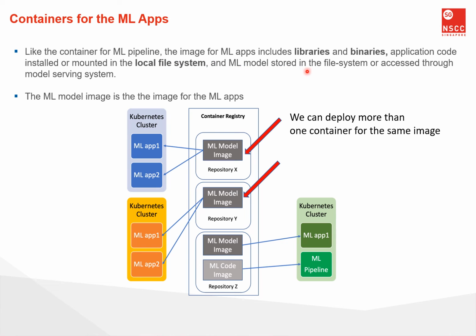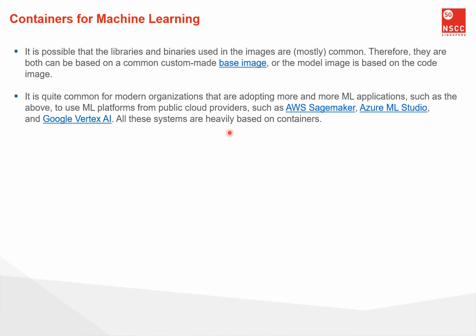So the machine learning model can be stored in the file system or accessed through the model serving system. It could be contained within the image for the container, or it could be in a separate model serving system and be pulled down from the model serving system into the container itself. There are two ways to actually do that. The machine learning model image is the image for the application. It is actually possible, and this is the most common, that the libraries and binaries used for the images are both based on a common custom-made base image, and the model image is based on the code image.